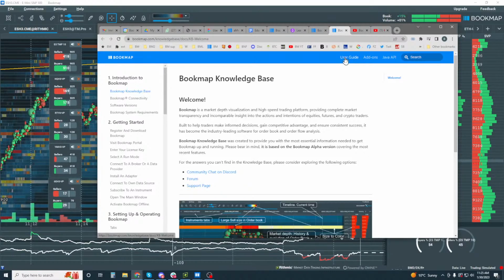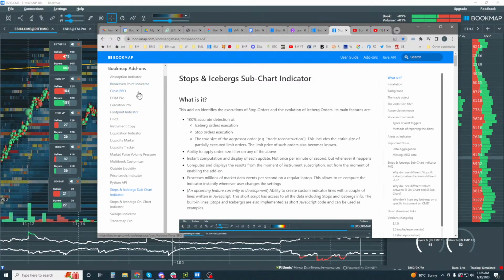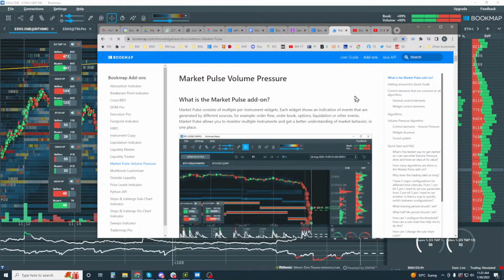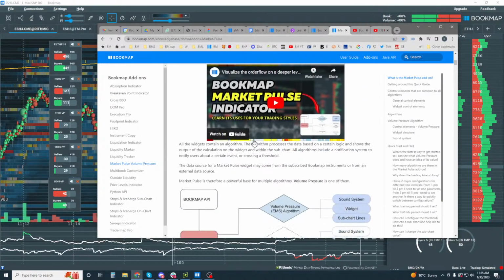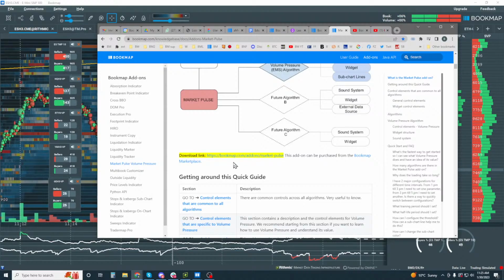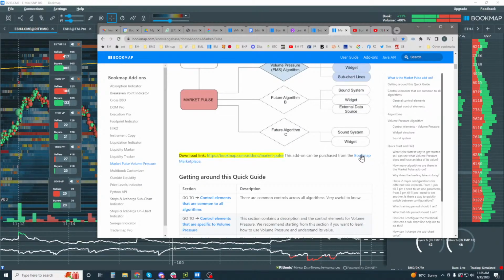Now you're in the user guide section of the knowledge base. You want to be in the add-ons section. So go there. And then in here, you'll see all the add-ons listed on the left. So you want to go to here, Market Pulse Volume Pressure. Go there. And here you'll find it. There's a video. There's an explanation of it. And then you can get it. Here's your download links here. Okay. All right. Now, that said, let me show you it on the marketplace here. Here's the link to the marketplace. Let's go there.